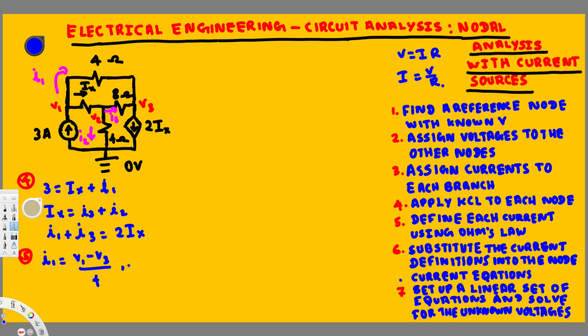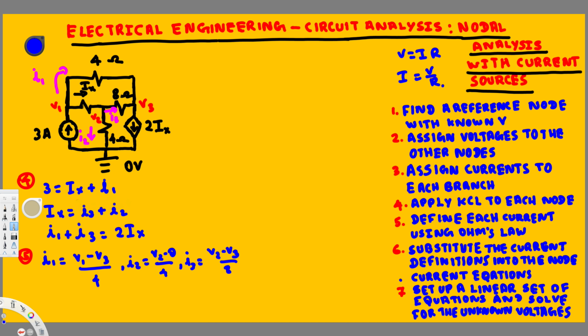Now for I2, it's starting from V2, right? This one in the middle is V2 and ending at 0 voltage. So this is going to be V2 minus 0 over the resistance in between, which is 4. And I3, it's starting from V2 and ending at V3. So this is going to be V2 minus V3 over the resistance in between, that's 8. Now we have created all three equations because all the currents we put.